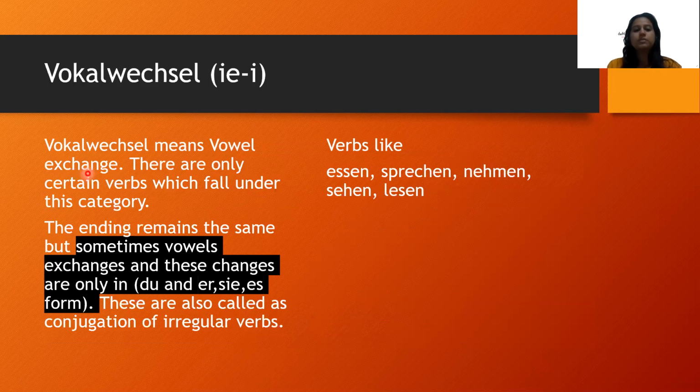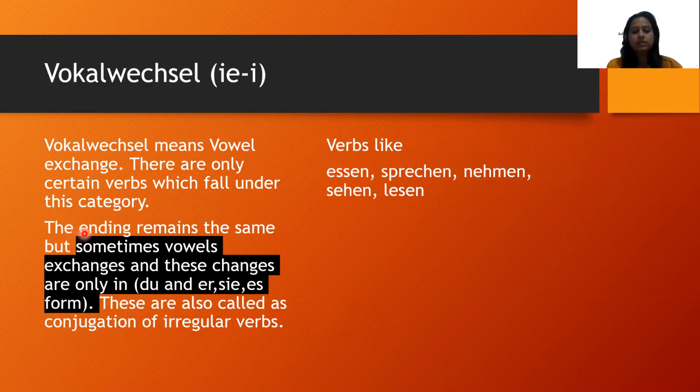There are only certain verbs which fall under this category. Obviously in any language there will be verbs in thousands, lakhs, maybe more than that. So in Vokalwechsel, if you're doing your A1 or A2 level, just remember that there are limited verbs falling under this category, and you have to remember these verbs. These are the basic verbs which you use in your day-to-day conversation, like eating, speaking, taking. I have just mentioned them here.